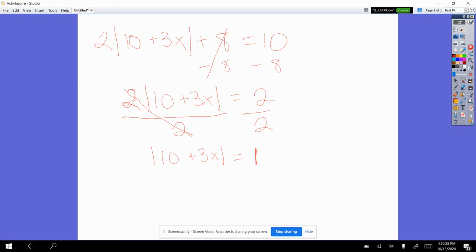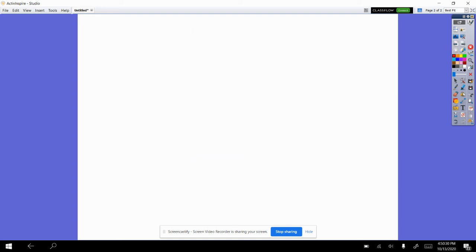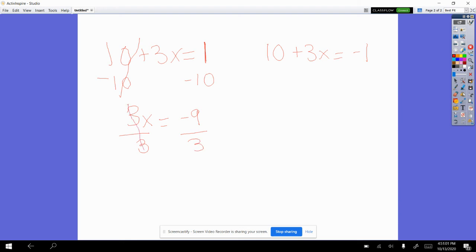Okay, so now we need to divide this into two equations. On one side we're going to have 10 plus 3x equals 1. And our other one, 10 plus 3x equals negative 1. Okay, so we're going to subtract 10 from both sides. We get 3x equals negative 9. Divide both sides by 3. And x is equal to negative 3.